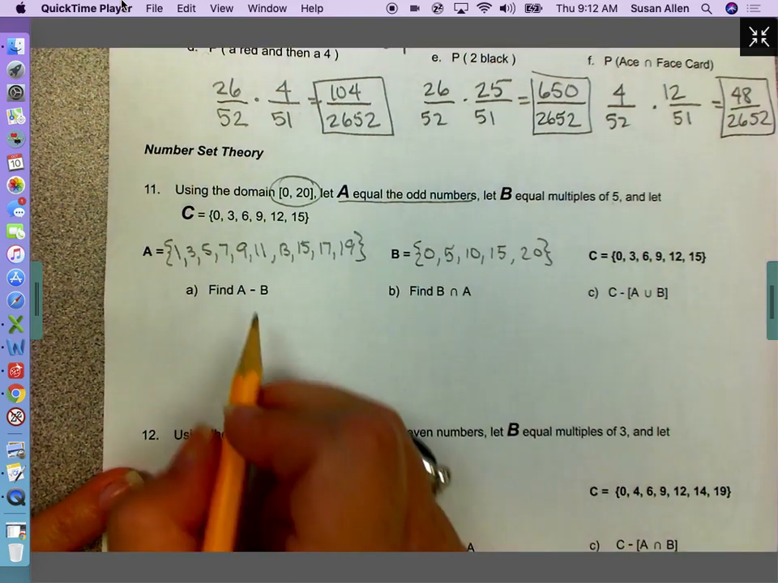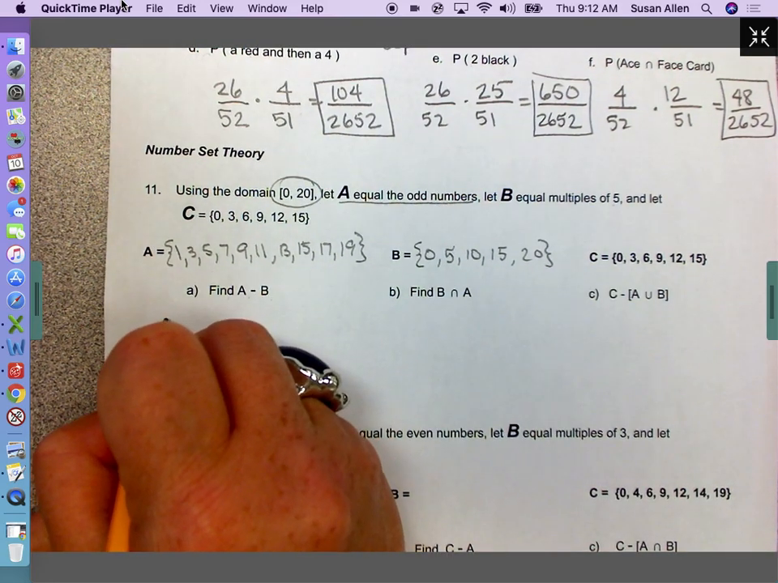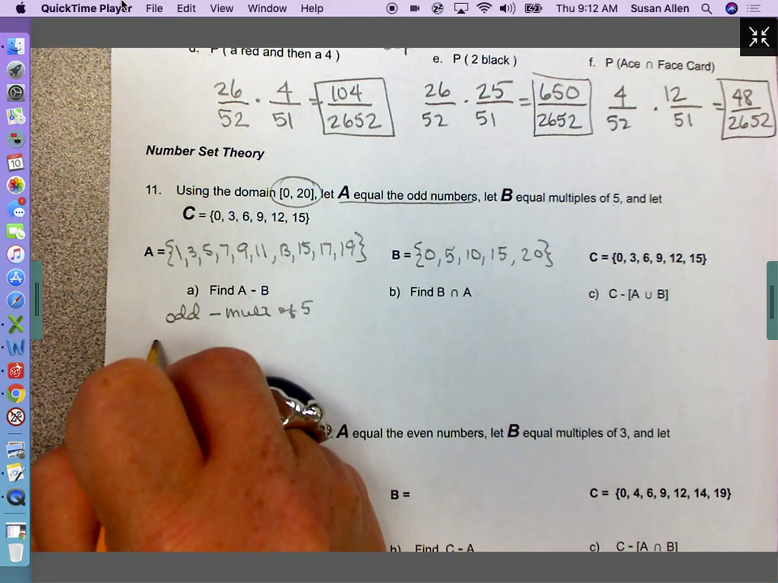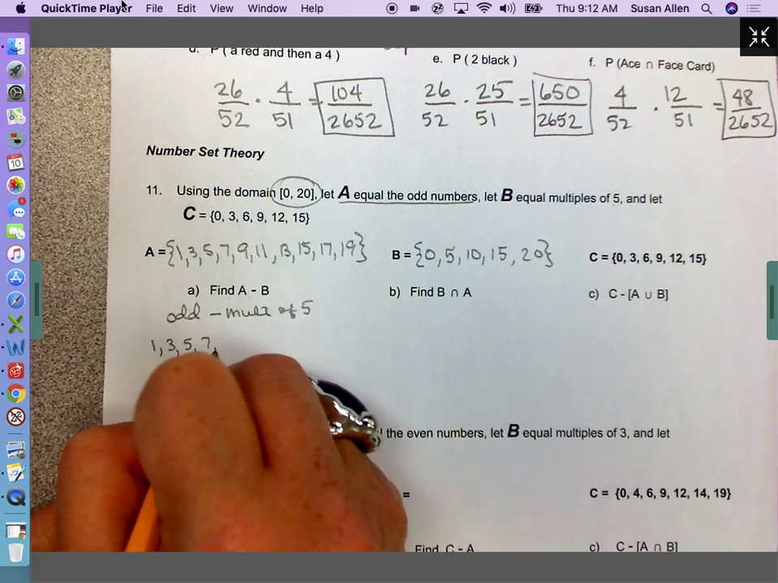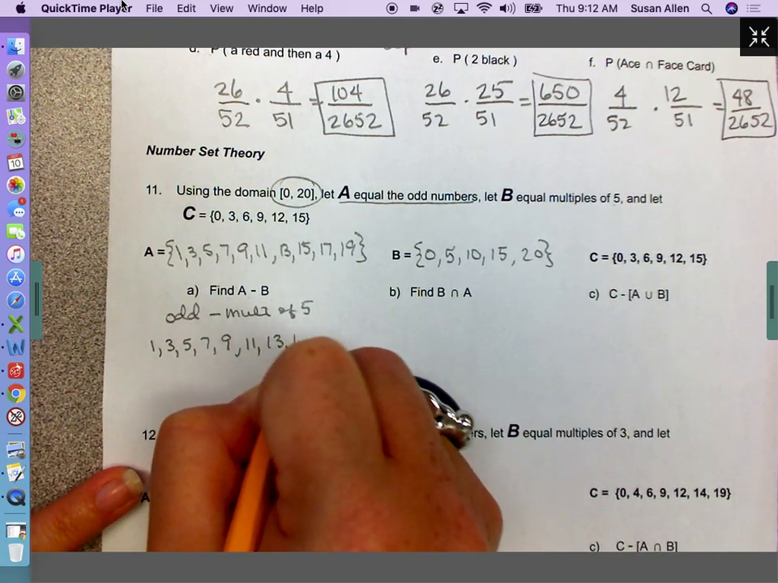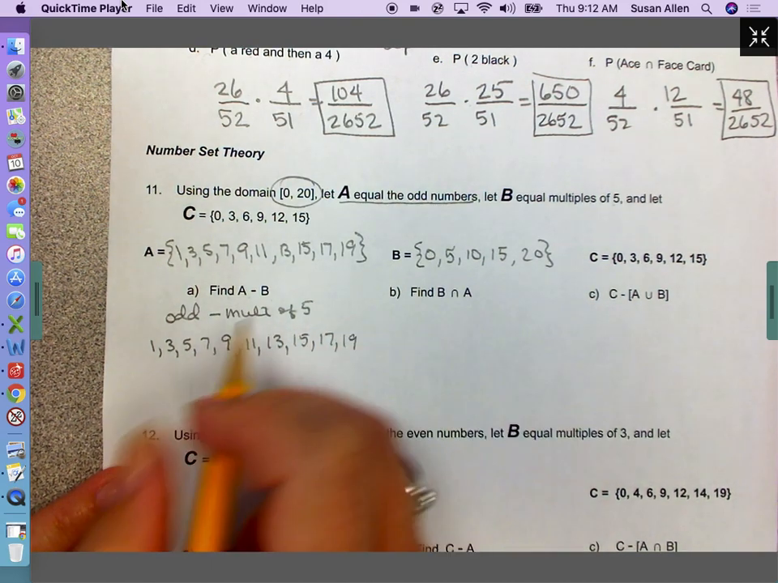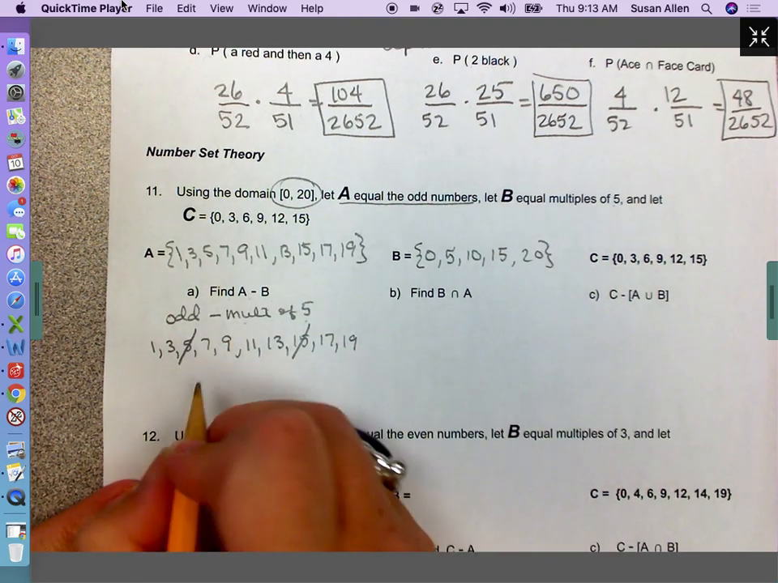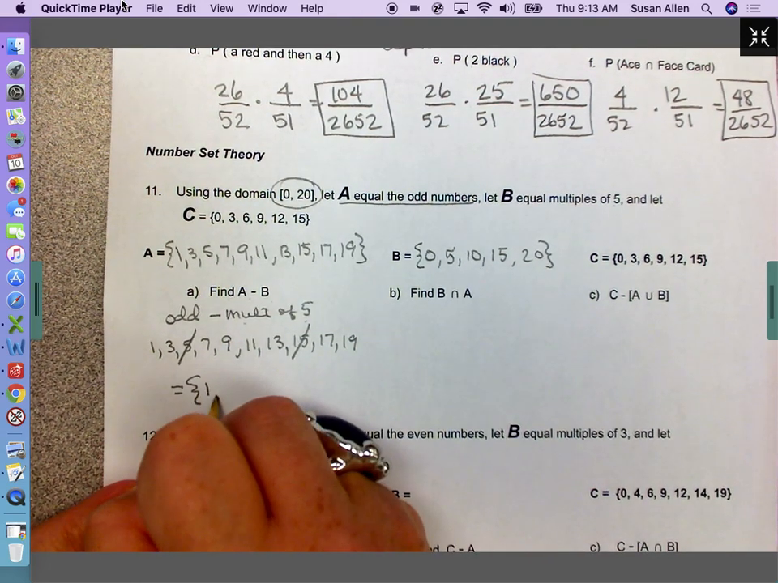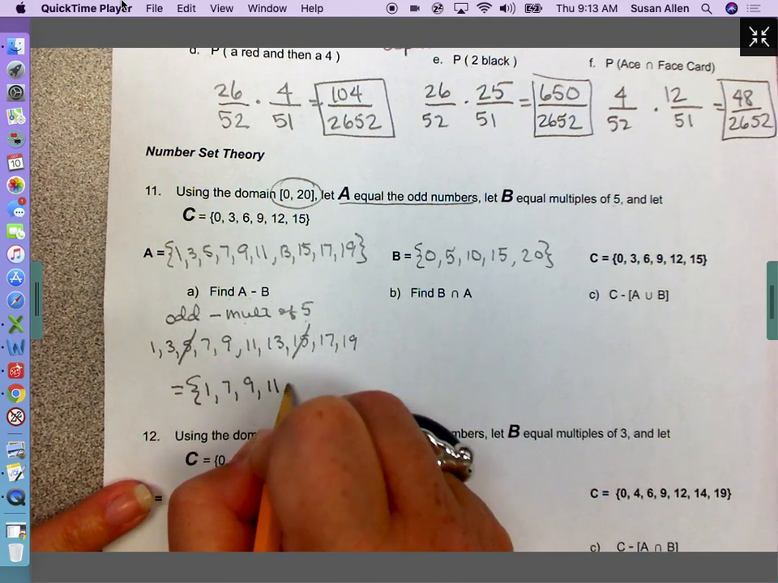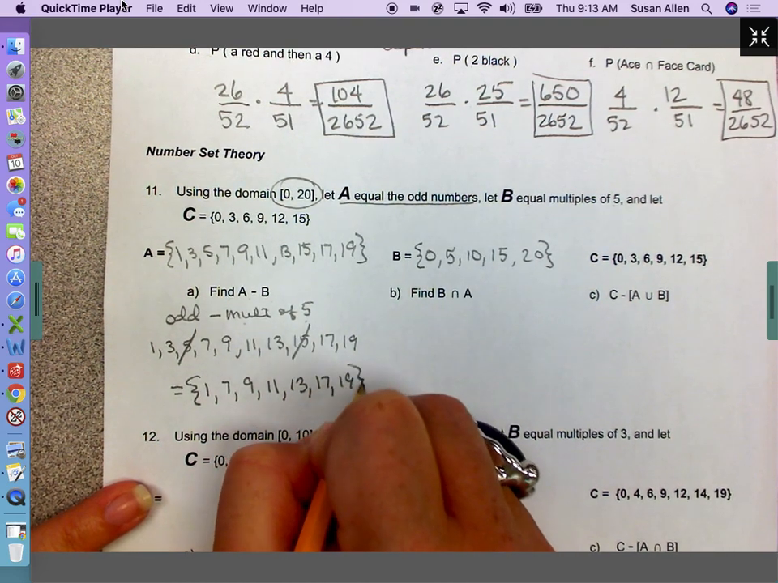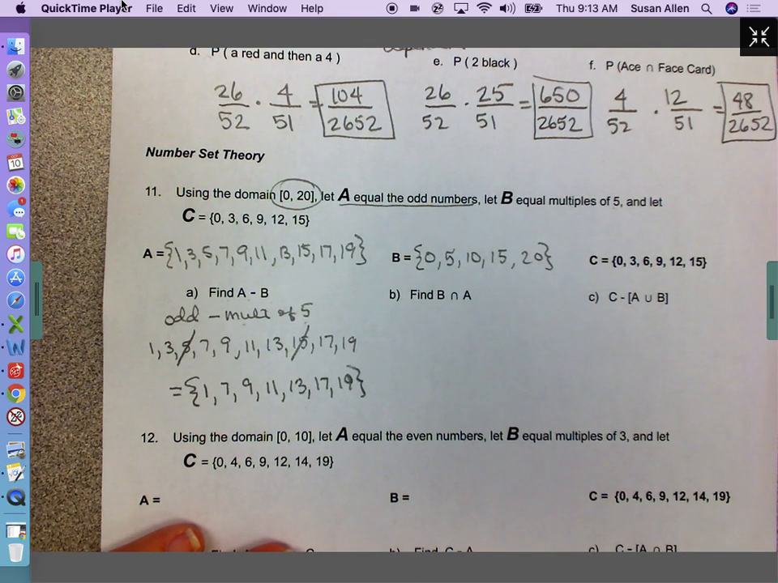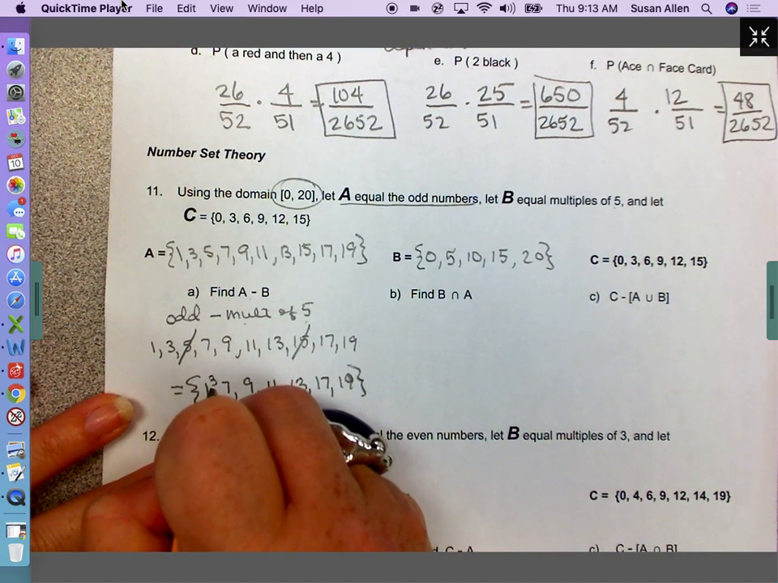You are first asked to find A subtract B. So this means we're going to take all the odd and subtract out multiples of 5. So if I take my 1, 3, 5, 7, 9, 11, 13, 15, 17, 19, if I take out any numbers that are multiples of 5, whatever remains is my answer. So 1, 7, 9, 11, 13, 17, and 19. What's that? Oh, I apologize. Thank you. 1, 3. Thank you.